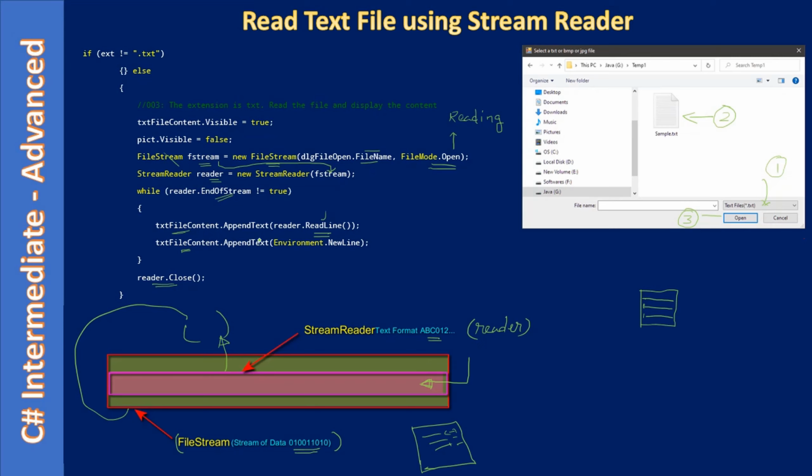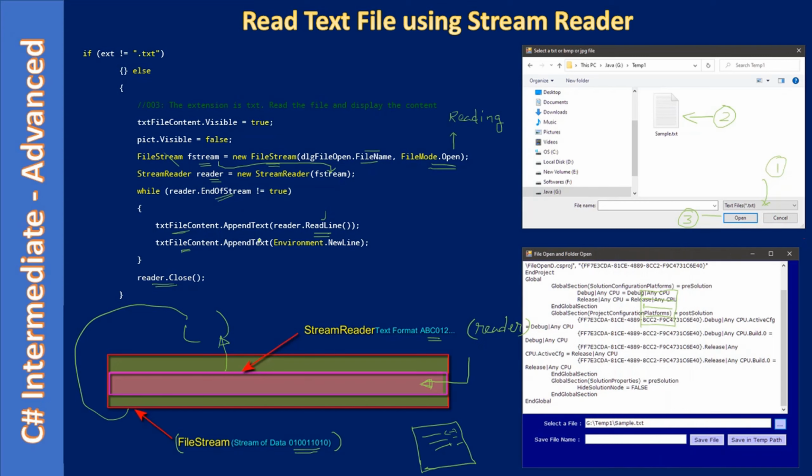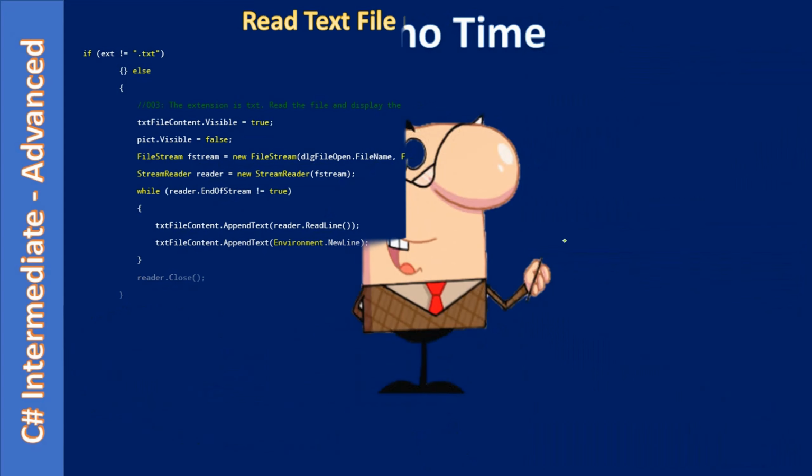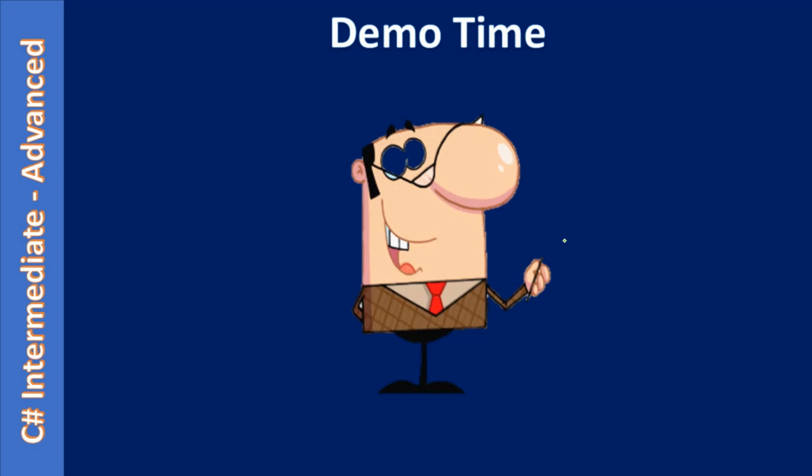Alright, now we will go to the demo, and once the content is read, it will be shown in the multi-line text box control. If you remember, we set only the vertical scroll bar for this specific control. That's why you are seeing only the vertical scroll bar for this control. Now it's demo time.